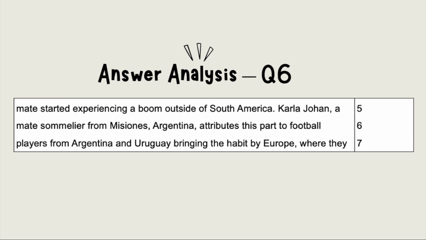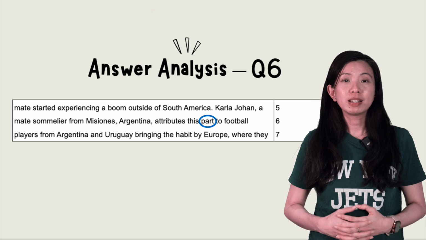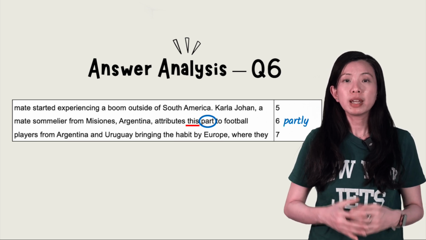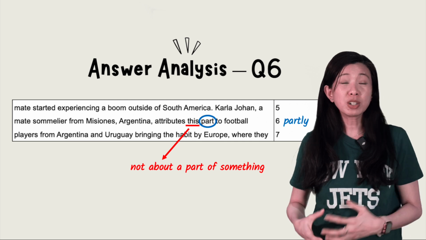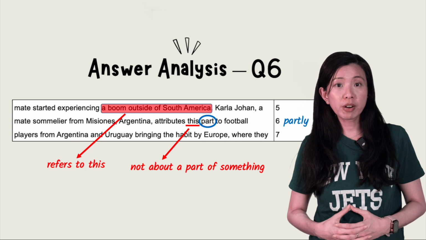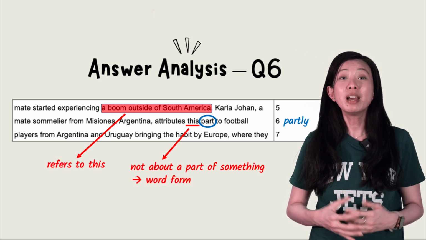Moving on to question 6. Carla Johan, a mate sommelier from Misiones, Argentina, attributes this part to football players from Argentina and Uruguay, bringing the habit by Europe. So the error is in the word part. The correct answer should be partly. The clue is in the word this. Now, this is not referring to a part of something, but it is referring to a boom outside of South America. Therefore, this is a word form error, and the correct answer should be partly.